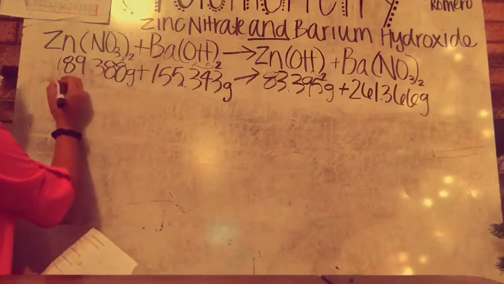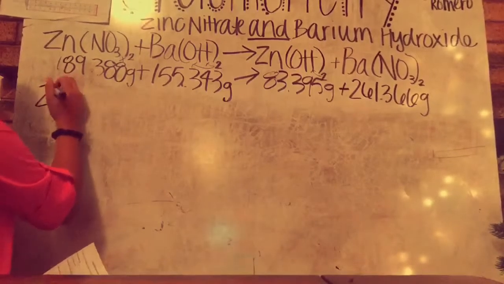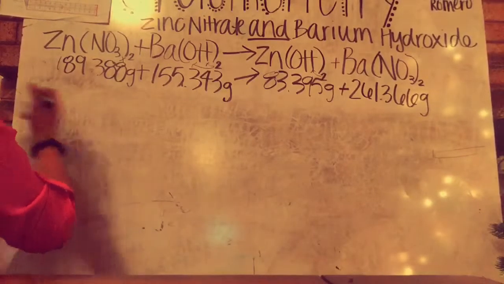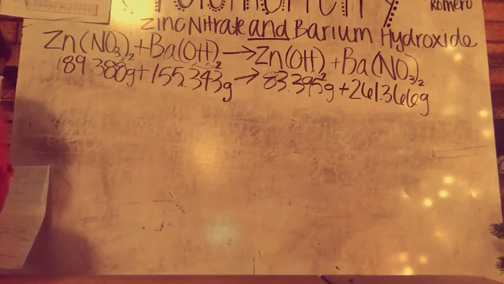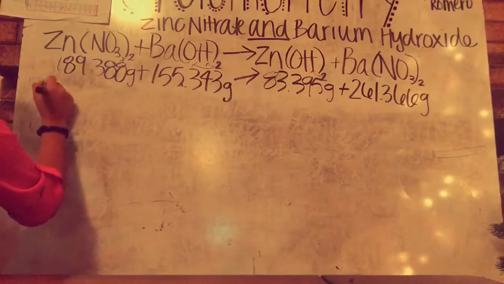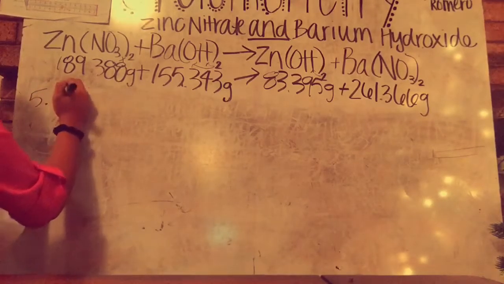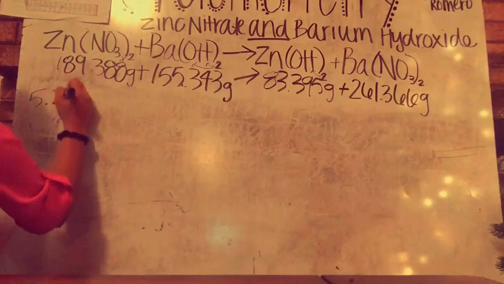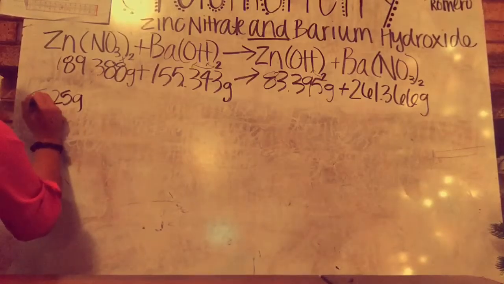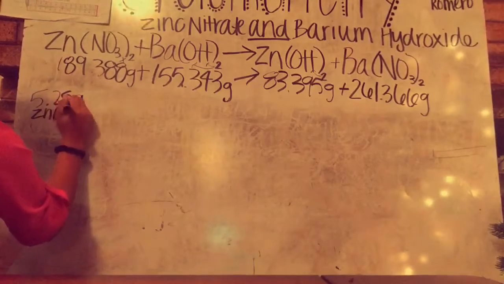So let me do the first one really quickly. I am going to pick a number, and I'm going to put 5.25 grams of zinc nitrate.